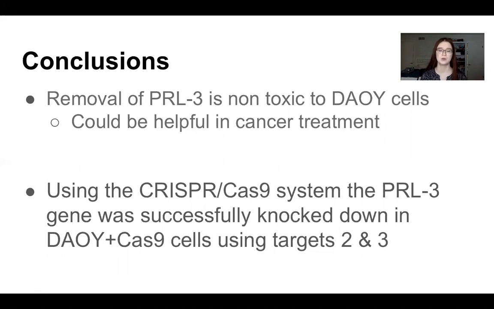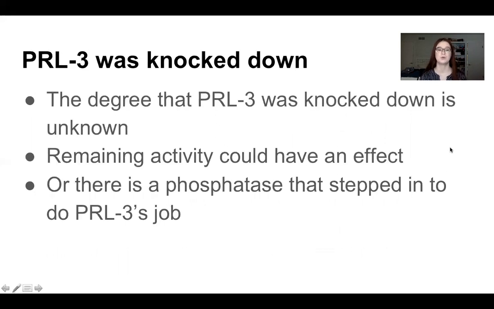Additionally, the CRISPR-Cas9 system successfully knocked down PRL3 in targets 2 and 3. However, the degree to which PRL3 was knocked down is unknown, meaning that maybe half of the gene was knocked down, maybe just a little bit was knocked down, and any remaining activity of the PRL3 gene could have an effect on the cell viability.